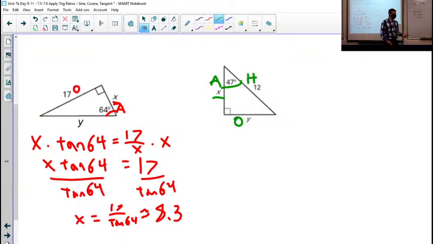Which one can tell me about adjacent and hypotenuse? It's cosine of the angle equals adjacent goes on top, hypotenuse goes on the bottom.